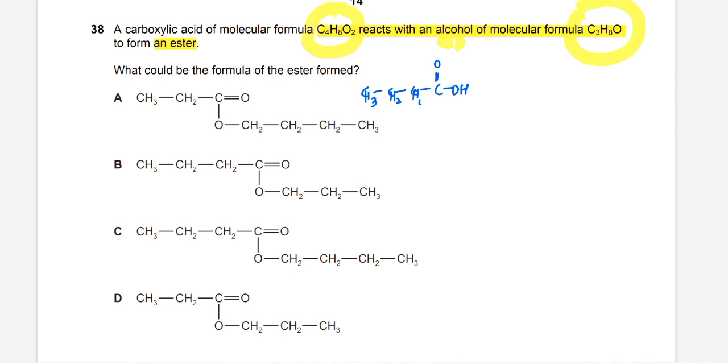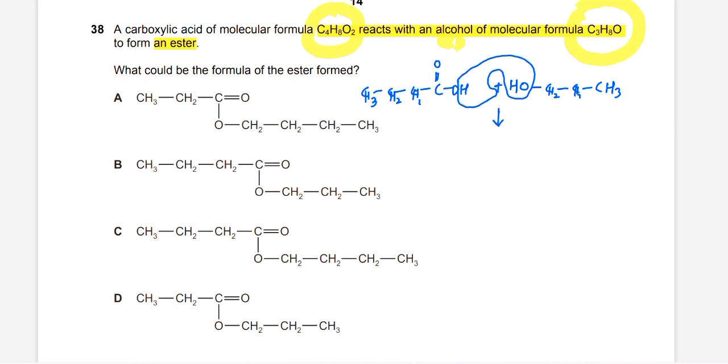Next is C3H8O. This is the alcohol. What do we know about alcohol? Three carbons are there: 1, 2, 3. It will be CH3, CH2, CH2 with OH. So H from the acid's OH and OH from here will react to form H2O.